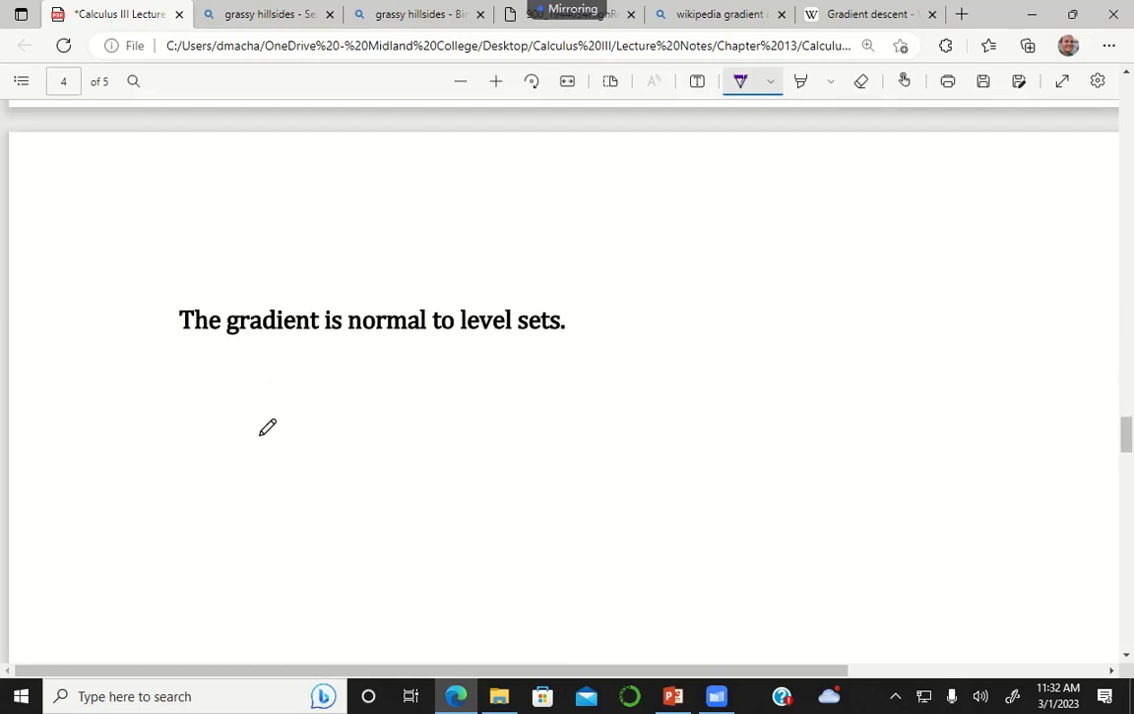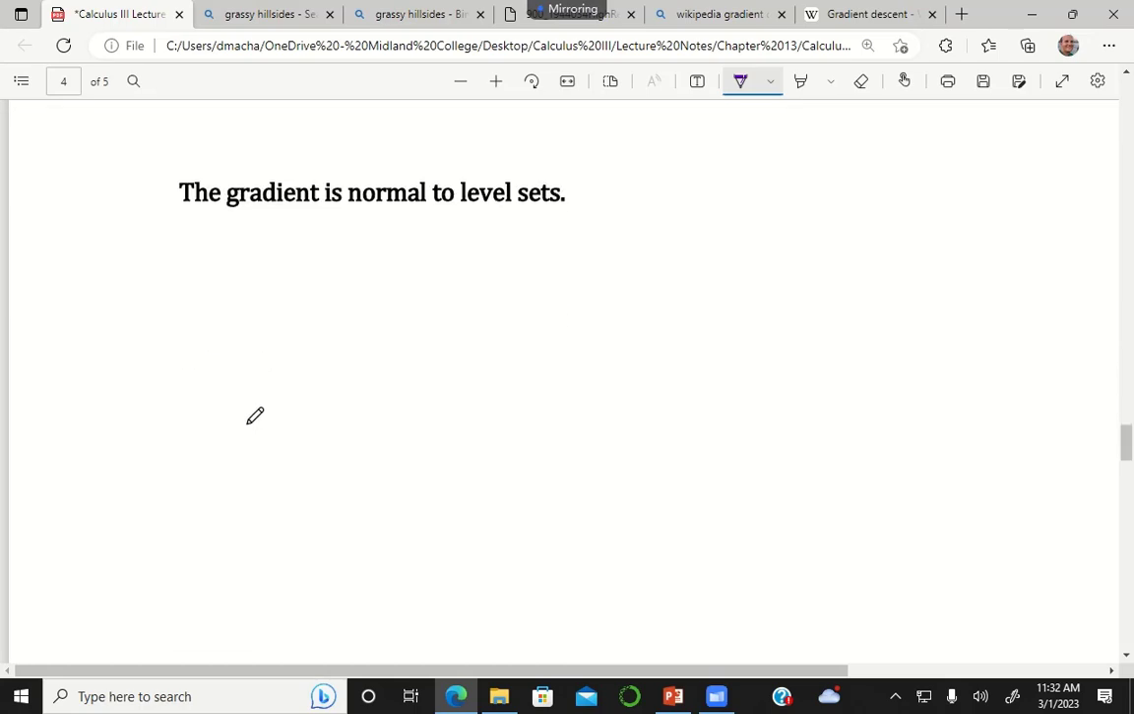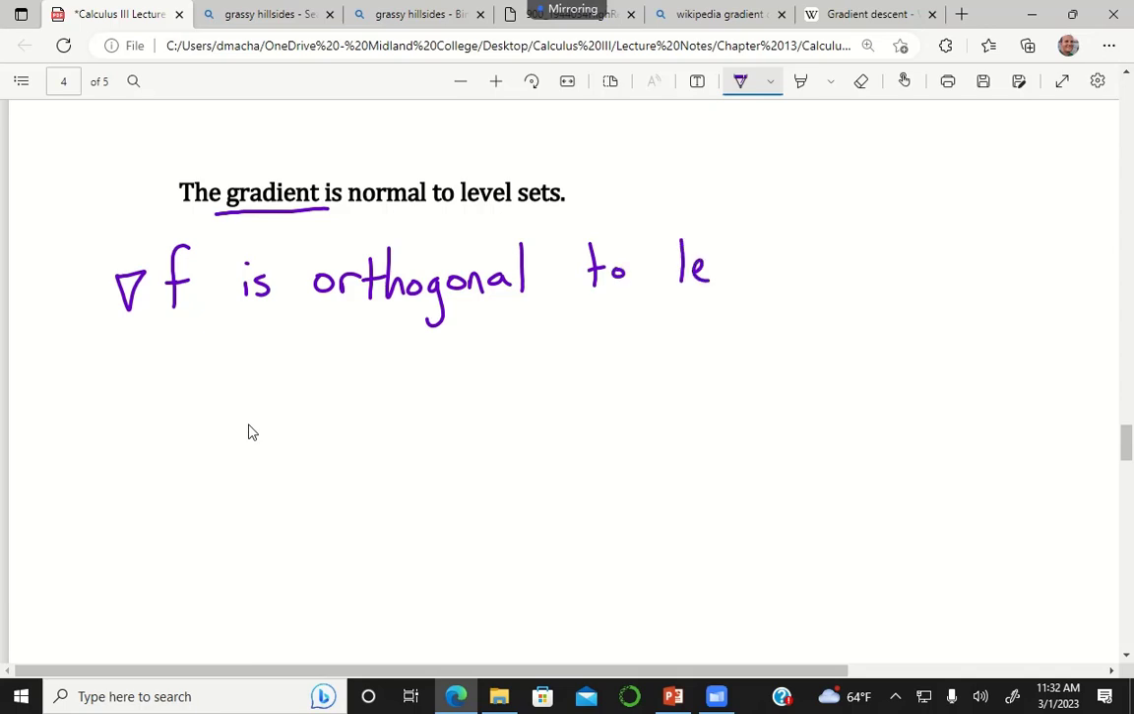The next theoretical thing I'll tell you about before we start doing some examples of this is that the gradient is normal to level sets. Or a better way to say it would be the gradient is orthogonal, or you can think about it like perpendicular, if you like the word perpendicular. The gradient is orthogonal to level curves.